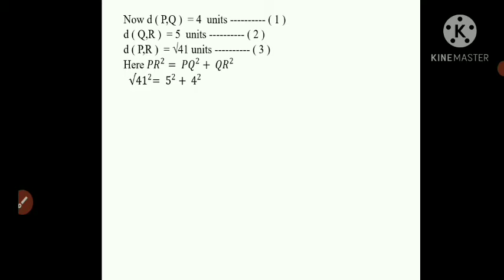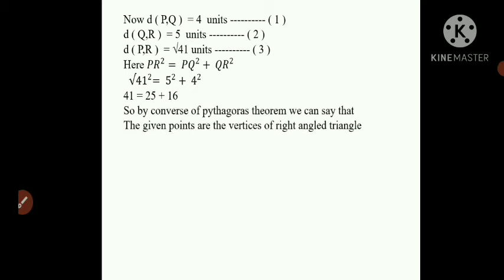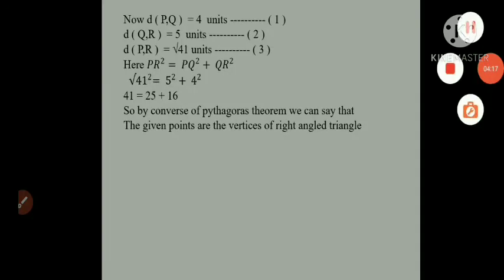So left hand side under root 41 the whole square will be 41 only, and 5 square will be 25 and 4 square will be 16. Now 25 plus 16 will be equal to 41. So we can say that by converse of Pythagoras theorem, the given points are the vertices of a right angled triangle. Thank you. Now we'll move on to next sum, that is question number 5.